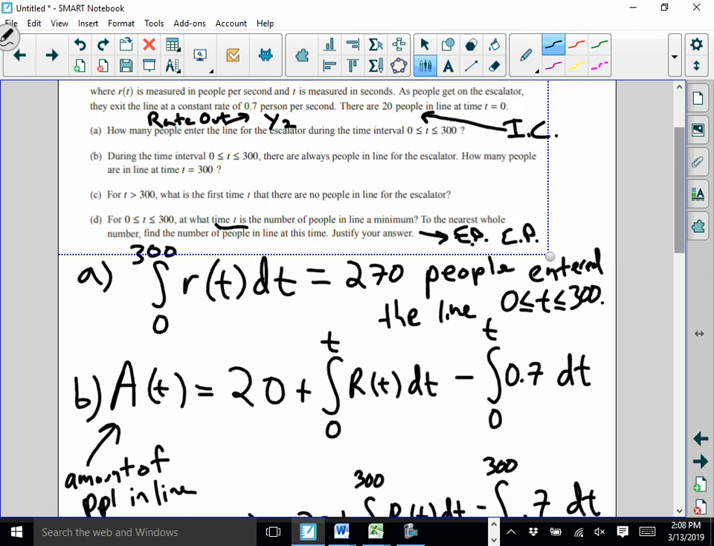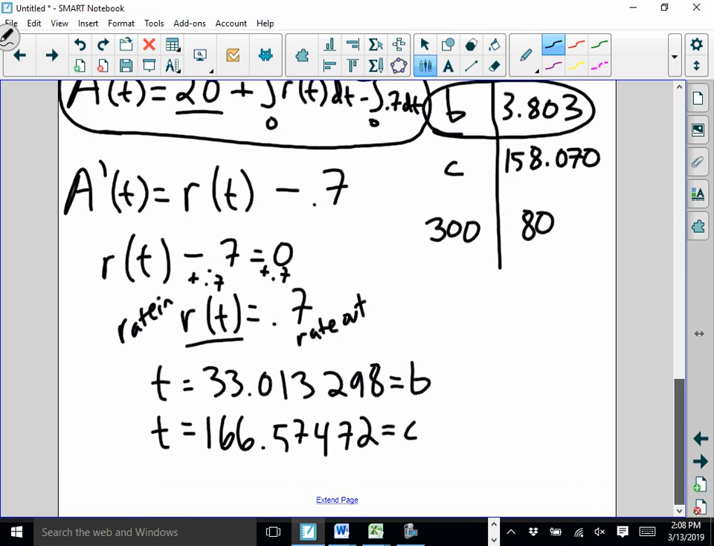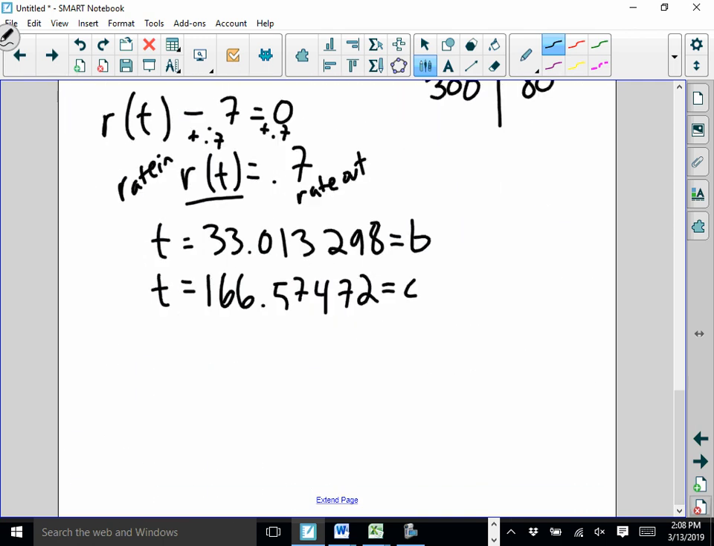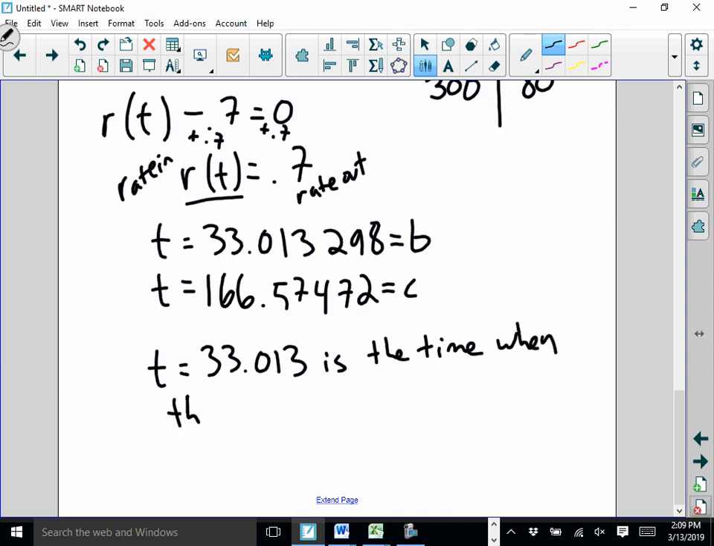But we also want the amount, because it says to the nearest whole number, find the number of people in the line at this time. So they actually want both. Okay? So the time was B. Now I can write this to the third decimal. So I'd say t equals 33.013 is the time when there's the minimum number of people in line.